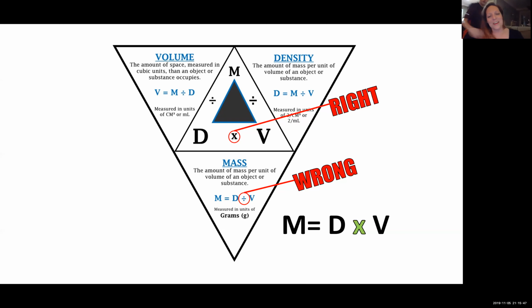See? I'm your density. Yep, you're my density. So here you got density and volume. What's missing? Mass. So this is the formula for mass. Mass equals density times volume. Ignore that, ignore that. It's wrong.